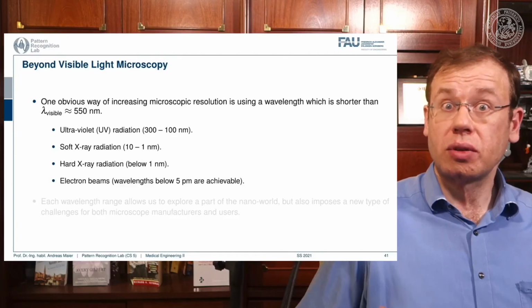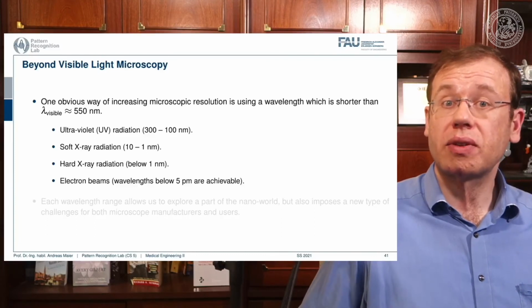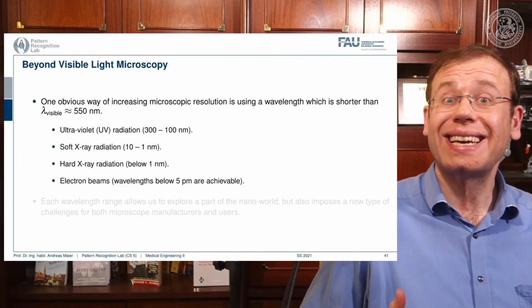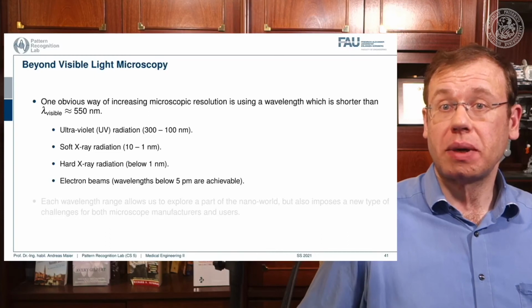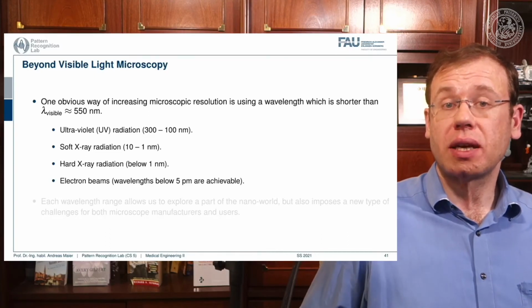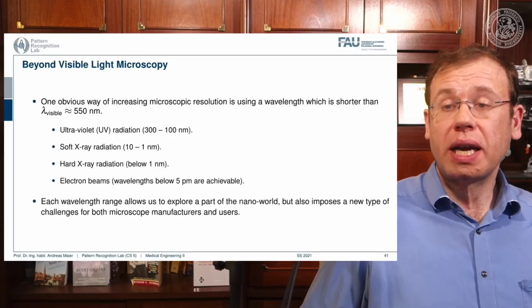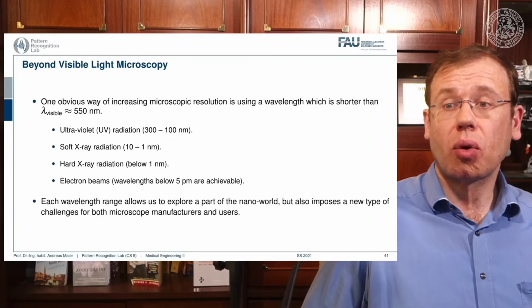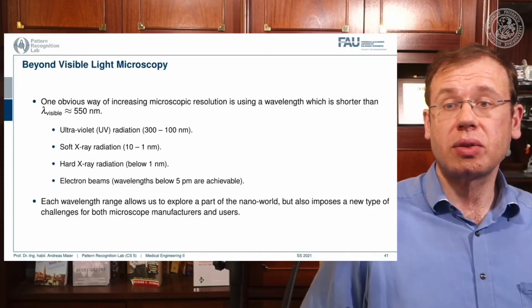But then you have to deal with electrons. We have very different optics, very different device. But with this, in electron microscopy, you can yield even larger magnifications to what we've seen here in the light-based kind of approach that we have discussed in most parts of this lecture. So each wavelength range allows us to explore a different part of the nanoworld, but also imposes a new type of challenges for both the microscope manufacturers as well as the users.